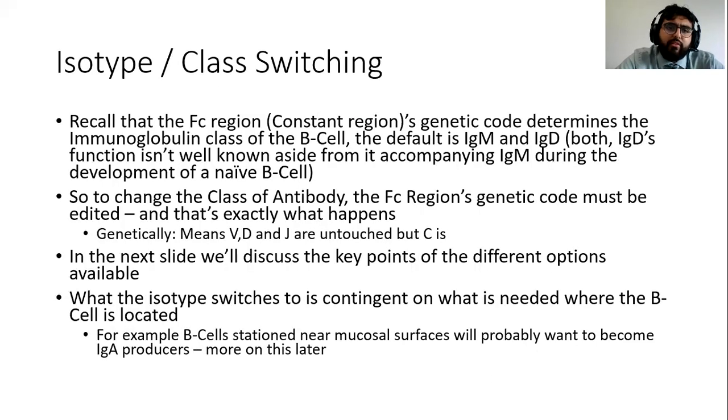So again, to discuss the class switching, just recall that the Fc region, the constant region, the crystallizable portion, right? The genetic code there determines the immunoglobulin class. Like I said, IgM and IgD are the two. So the Fc region genetic code is edited. The C region is usually what's messed with in a sense. Okay, and we'll talk in a later lecture about how the B cell knows that, say, the antigen is located in the epithelium. It has a lot to do with the cells that present antigen or carry antigen, but we'll talk about that later.